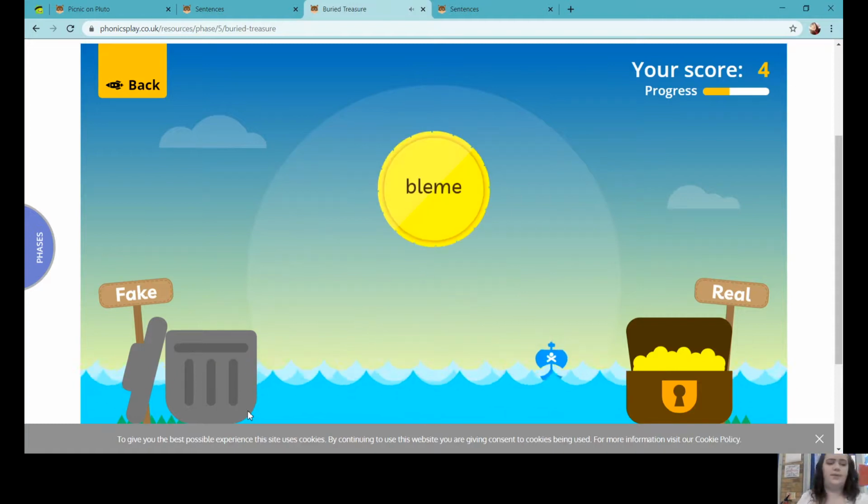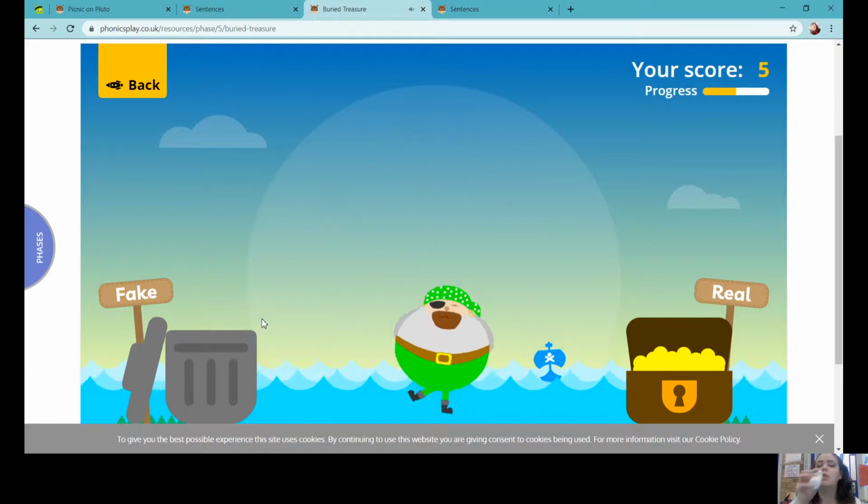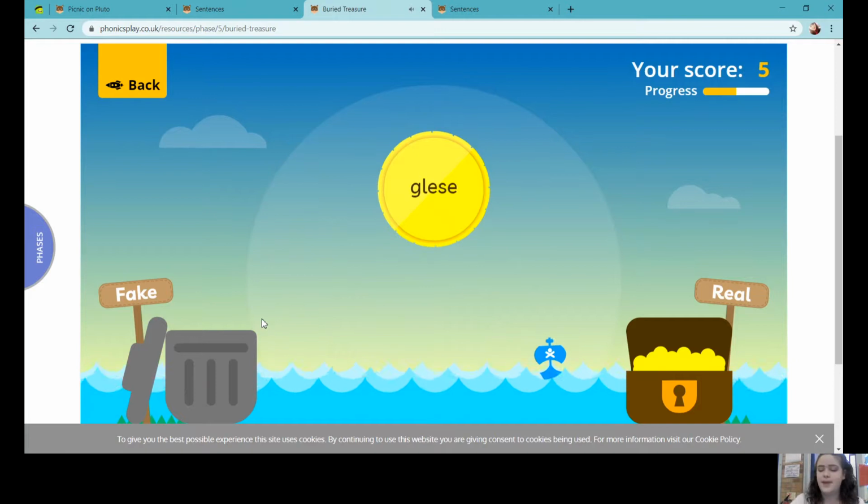Okay, next word, off you go. Well done. Bleem. Is bleem a real word or a nonsense word? That's right, it's a nonsense word. Next word, off you go. Wonderful. Glees. Is glees a real word or a nonsense word? That's right, it's a nonsense word.